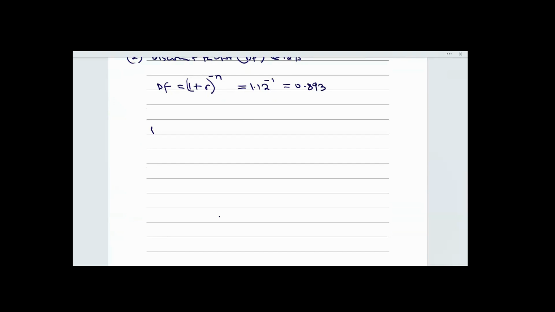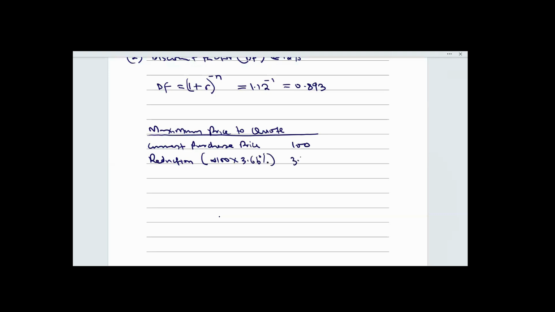So I would then say maximum price to quote. The current purchase price from KK Limited is 100 naira. Then you less the reduction. There is a reduction of 3.66%. 100 naira multiplied by 3.66% would be 3.66. 100 minus 3.66 is 96.34. This is the price that KK Limited should quote that will make DG indifferent.